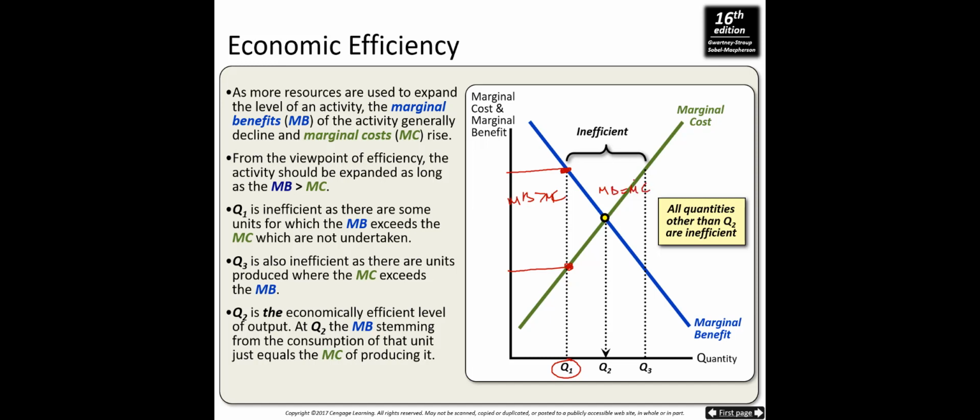So Q1 is inefficient as there are some units for which the marginal benefit exceeds the marginal cost which are not undertaken. You see here, there are activities that are not undertaken, but still marginal benefit is higher than marginal cost. Q3 is also inefficient. Why? Because marginal benefit is less than marginal cost. For that reason, Q2 is the economically efficient level of output. At Q2, the marginal benefit stemming from the consumption of that unit just equals the marginal cost of producing it.